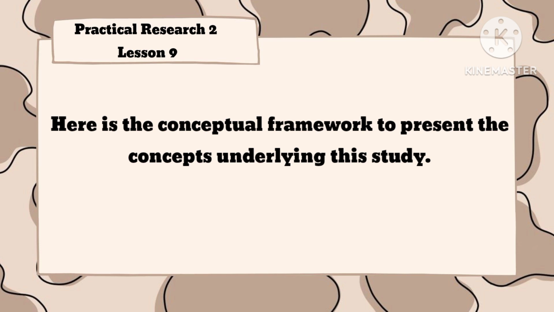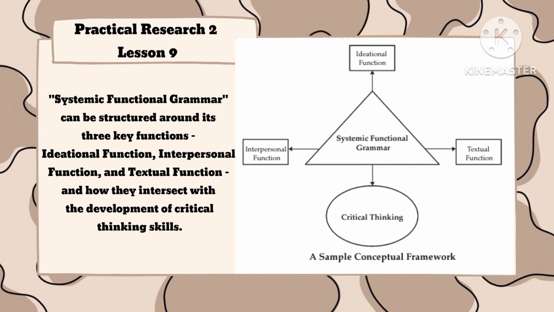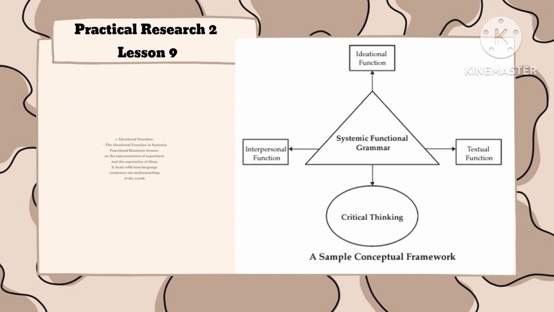Here is a conceptual framework to present the concepts underlying this study. Systemic functional grammar can be structured around its three key functions: ideational function, interpersonal function, and textual function, and how they intersect with the development of critical thinking skills.